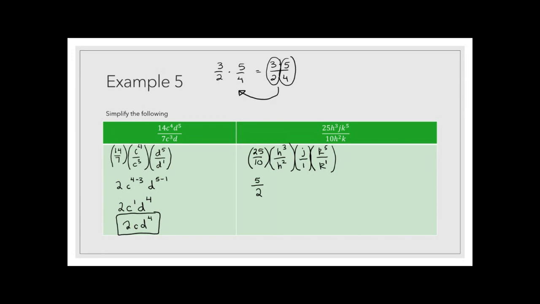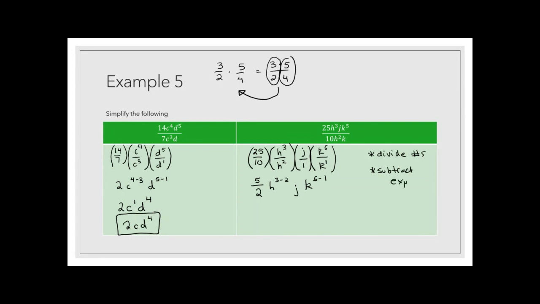Now I'm going to work with the h. I'm going to subtract my exponents, 3 minus 2. The j, if it's just written over 1, I can just write it by itself, because that's basically j divided by 1. Anything divided by 1 is itself. And then k, I'm going to subtract the exponents. So you want to be very careful here, because we divide numbers and we subtract exponents.